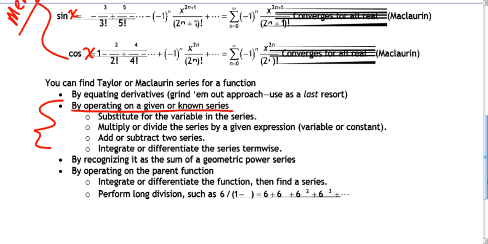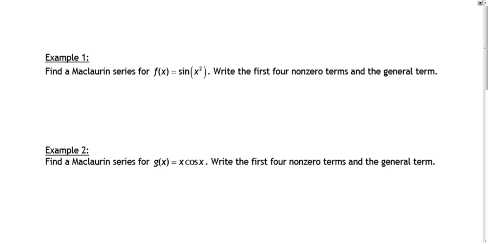Let's actually do some examples. Example 1: we're going to find the Maclaurin series for f of x equals sine of x squared. Once I see sine of x squared, I should automatically think: what is my Maclaurin series for sine of x? We're doing a Maclaurin series, so a is 0.